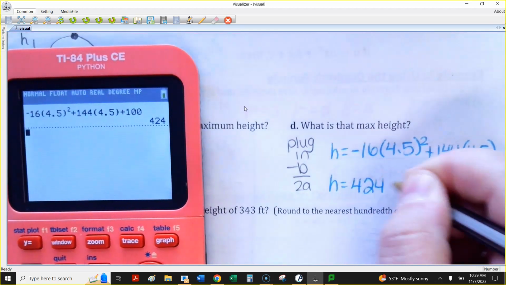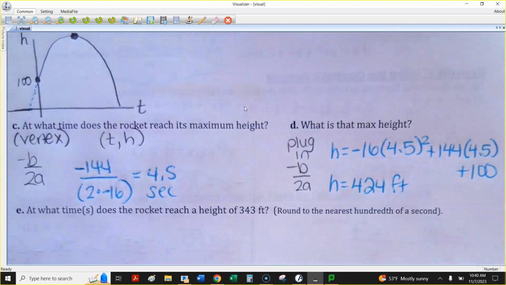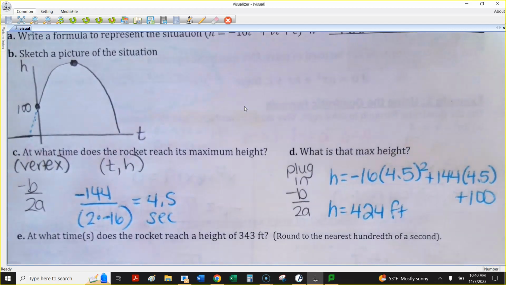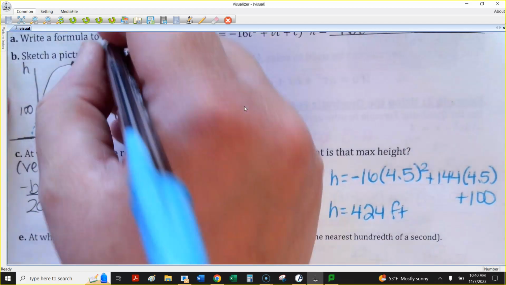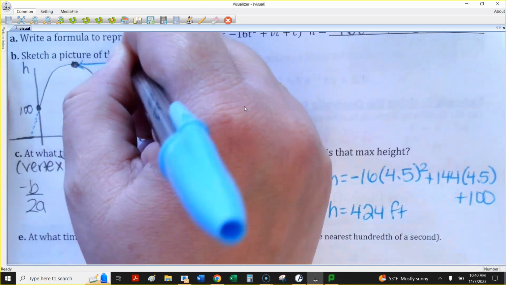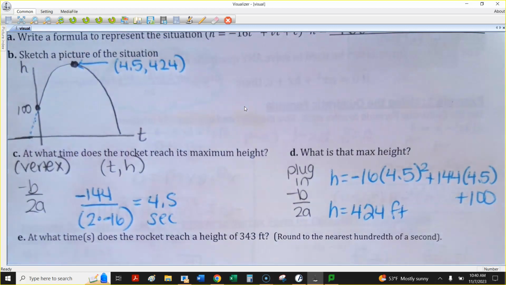Now, I got 424. That's going to be in feet. And you don't have to, but I'm going to come back and label my little picture here. So this would be the point 4.5, and then 424 feet in the air, just for a little reference.